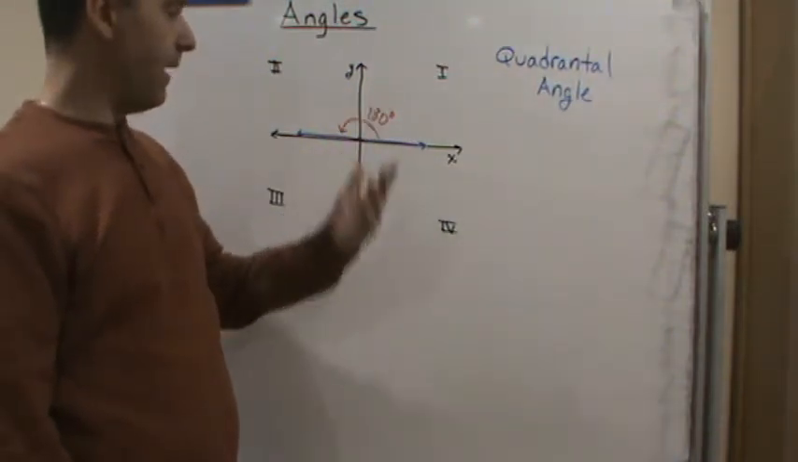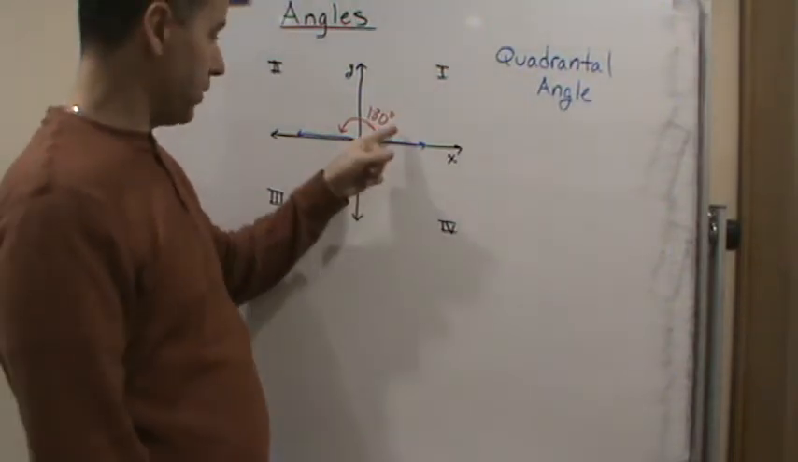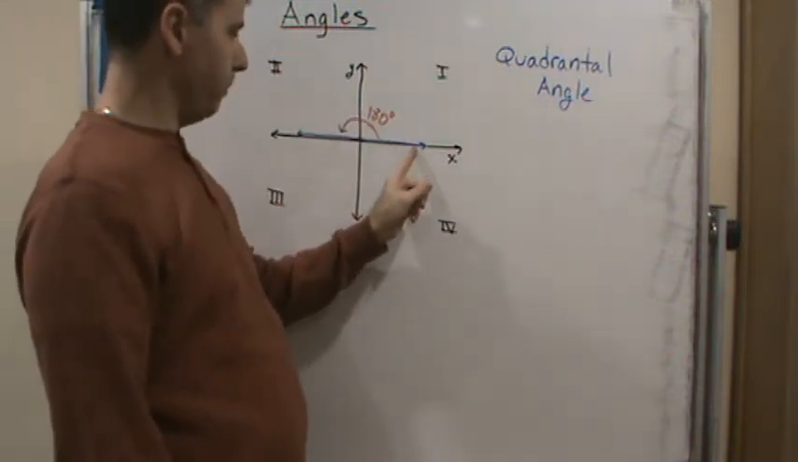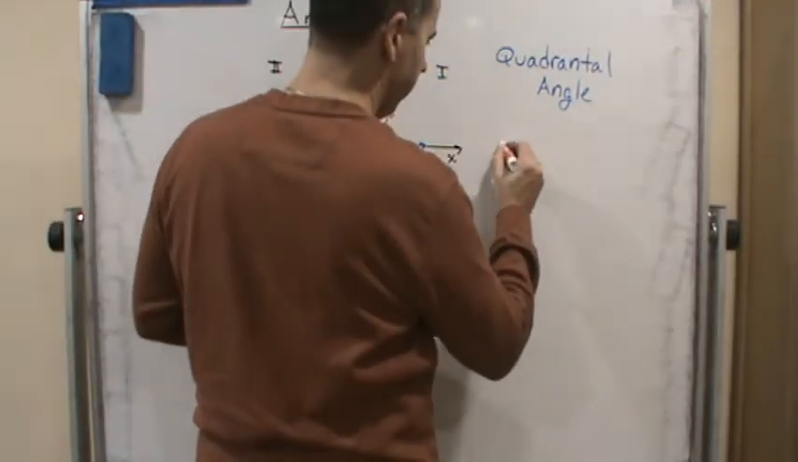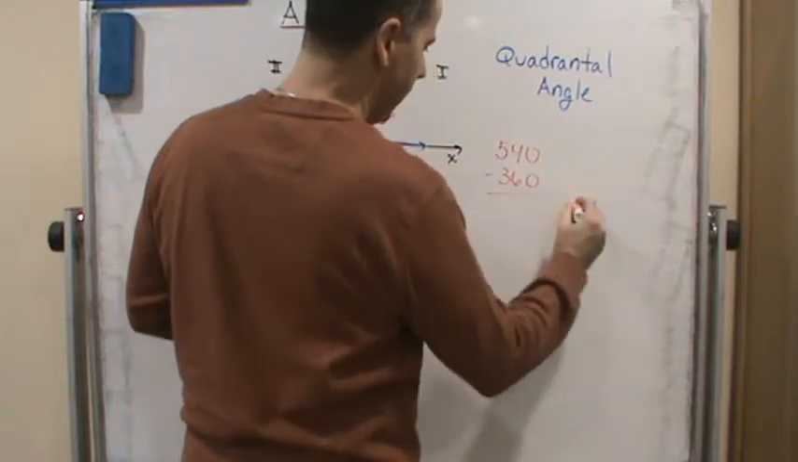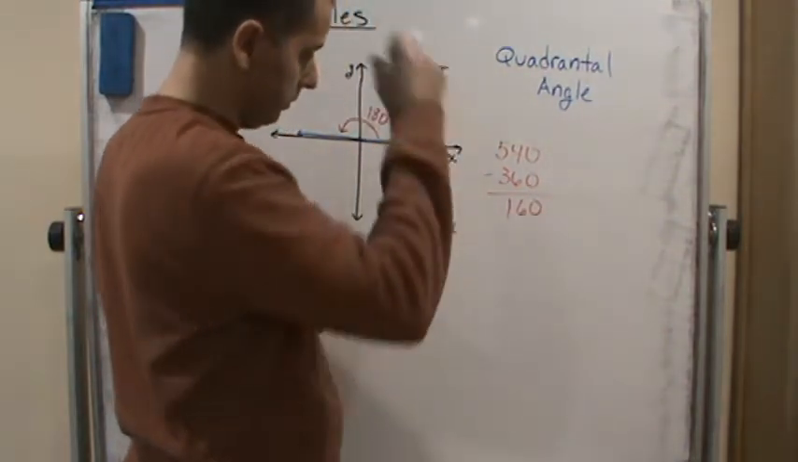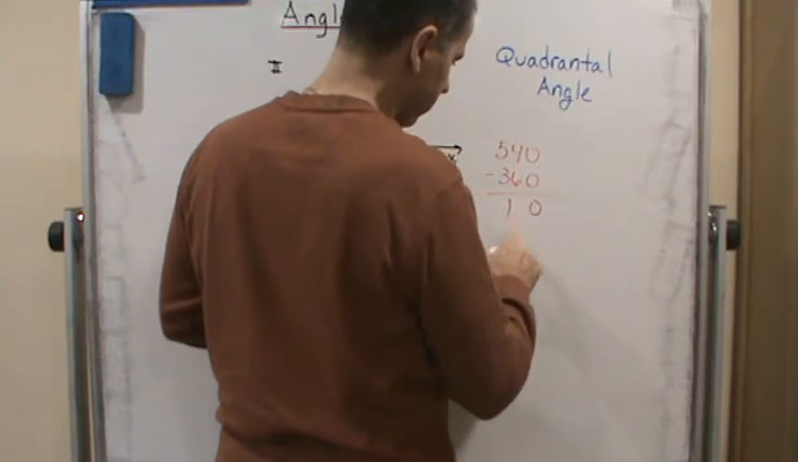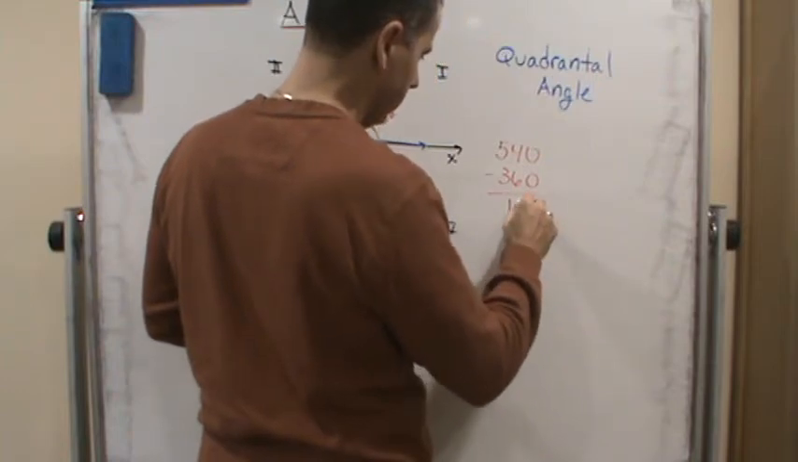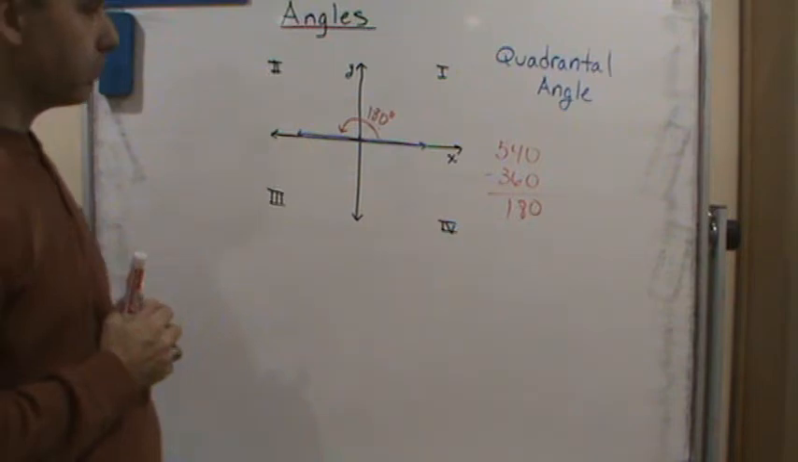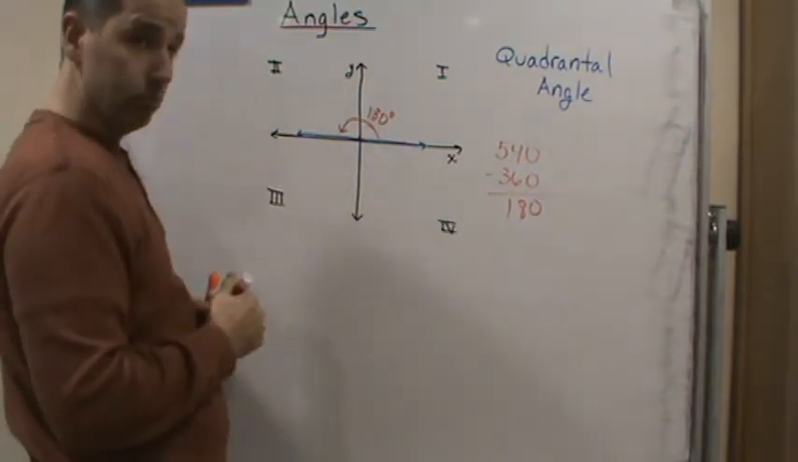Or if it's 540 degrees, well, that's more than 360. So an angle that's 540 degrees goes 360, and then it goes what? 540 minus 360 gives us 180. And so that brings us back to here. So that's a quadrantal angle.